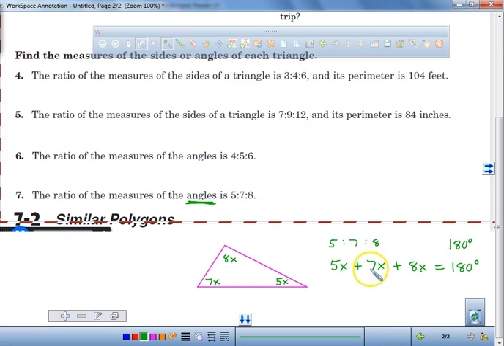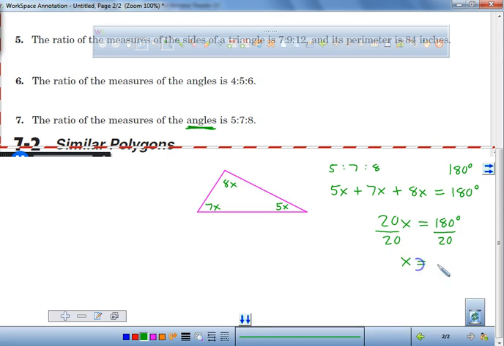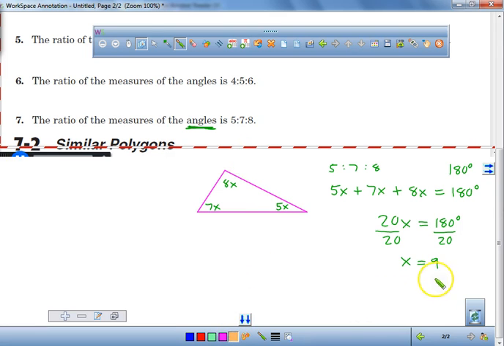So we add 5 and 7 together to get 12, and then 8 together to get 20x. 20x equals 180. Then you divide both sides by 20, and x equals 9. Okay? But we're not done yet. Now we're done if it said solve for x, but it didn't say solve for x, it said solve for 3 missing angles, or find the measures of the angles.